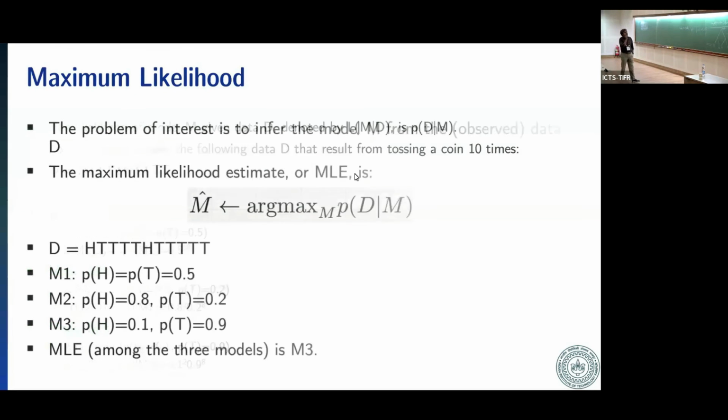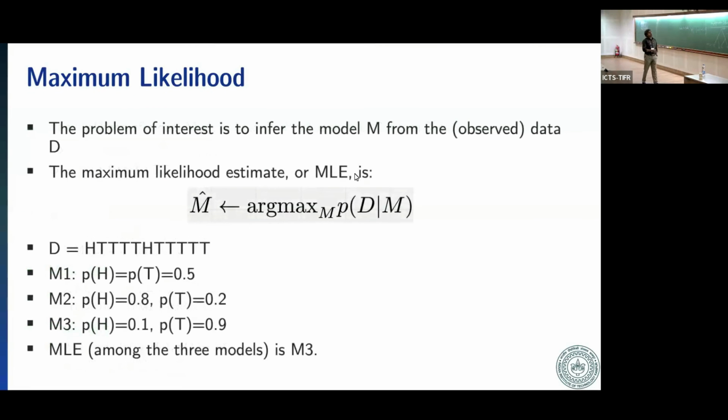Okay. So in this case, we are going to say that out of all the three models, M3 is the maximum likelihood estimate. It is the most likely model to explain the data. So essentially, our problem of interest is to infer the model M from the observed data, and this maximum likelihood estimate is going to be represented by this equation.